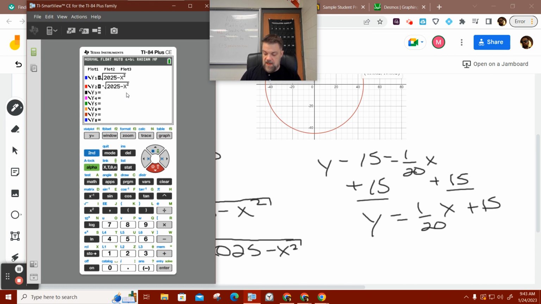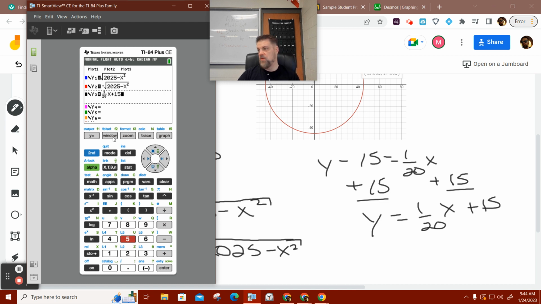Remember to get the fraction, what you do is you hit math, and then go over to fraction, then you get n over d. And I'm going to say 1 over 20 x, right, plus 15.